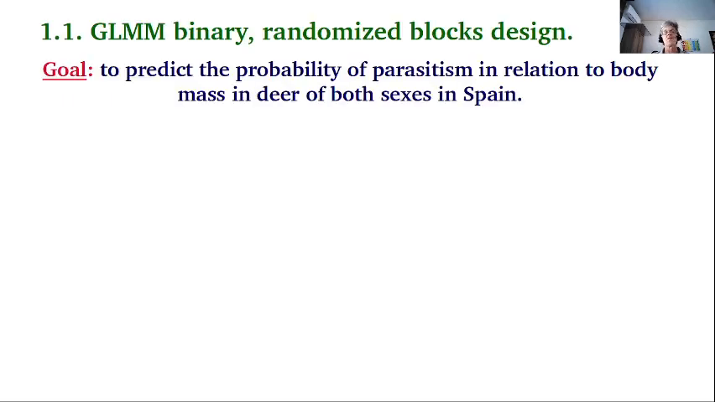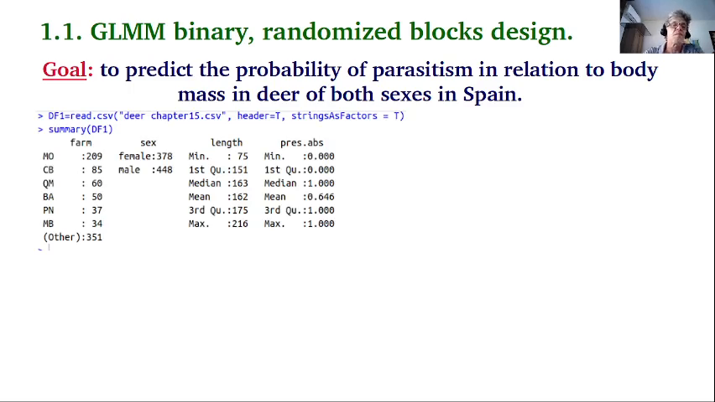So the goal of the analysis is to predict the probability of parasitism, the incidence of a nematode that parasitizes deer of both sexes in Spain, according to the mass of the animals. So I started by importing the data. Here is the sex of the animals, the length, the body size of the animal. The presence or absence is a binary response variable with a minimum of 0 and a maximum of 1. And here farm records the provenance of the animals sampled.